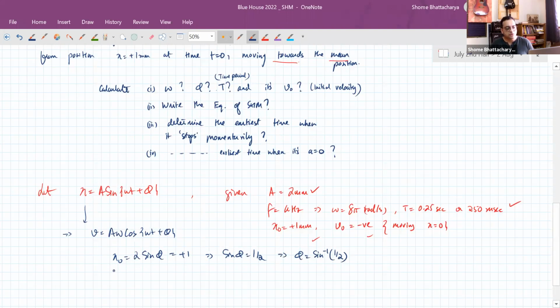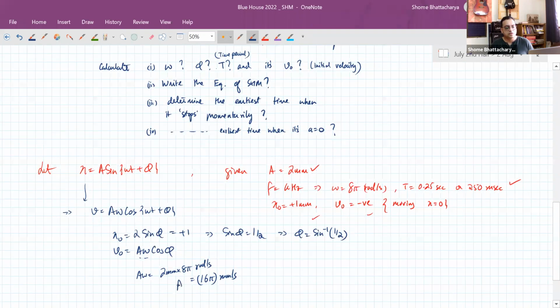Okay. And the other thing is v naught is a omega cos phi. Where of course this a omega term itself is 2 millimeters into 8 pi radians per second, so it is 16 pi millimeters per second. This is the maximum speed, a omega. Okay. Now from this information, what we know is that cos phi therefore has to be a negative quantity. How much it is, I don't know, but it's negative. Okay. So sine phi is half and cos phi is negative. So this tells me that phi should be in the second quadrant.